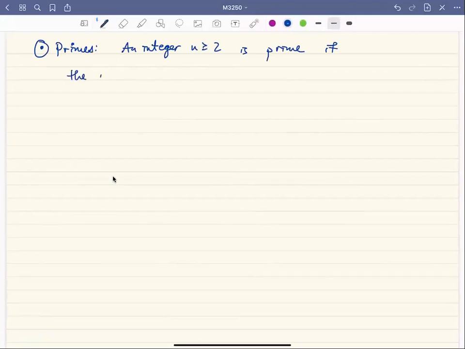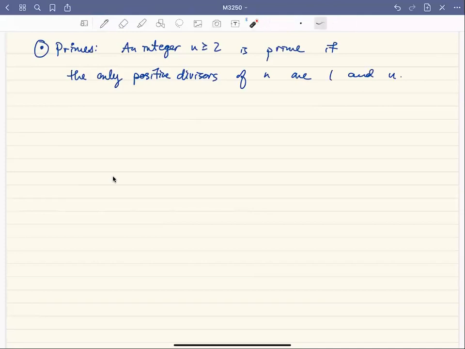the only positive divisors of n are 1 and n. Notice that 1 is not a prime. If an integer is not a prime, it's called composite. So an integer n greater than or equal to 2 is composite if it is not prime.